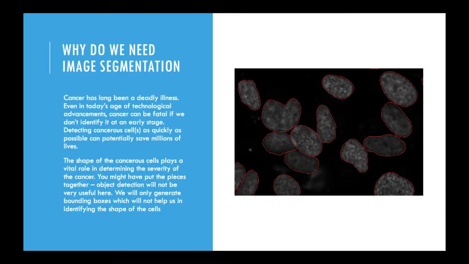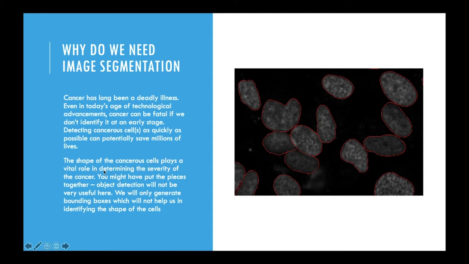Okay, so why do we need image segmentation? As you can see right here, this is an image of a cancer cell. Cancer has long been a deadly illness. Even in this age of technological advancements, cancer can be fatal if we don't identify it at an early stage. Detecting cancer cells as quickly as possible can potentially save millions of lives. So image segmentation can be very useful for detecting cancer cells by segmenting every object in the image. The computer will separate every object from the background.